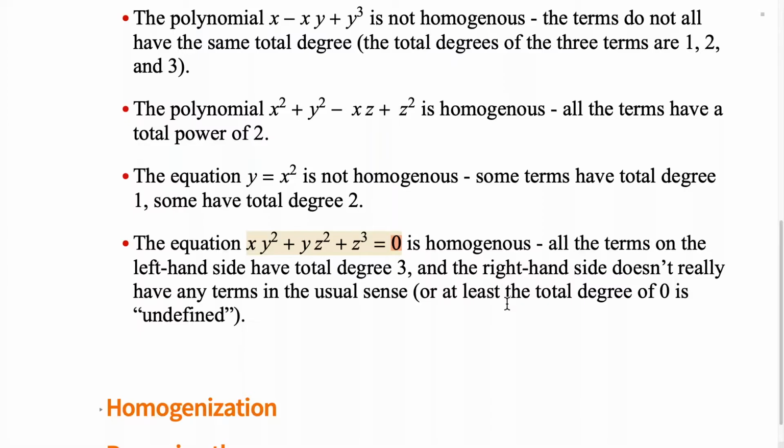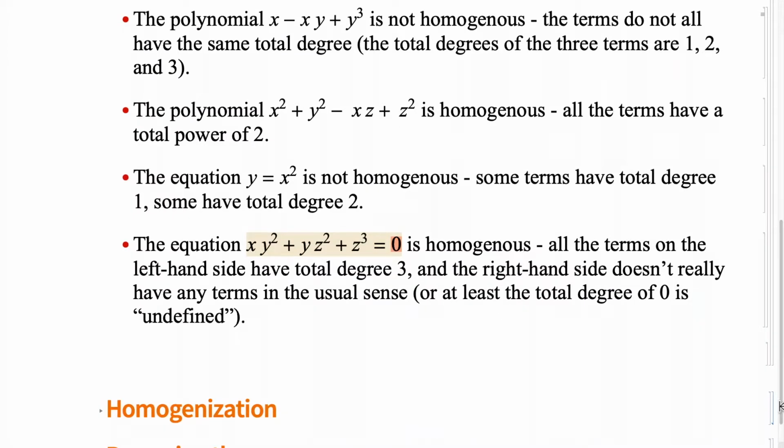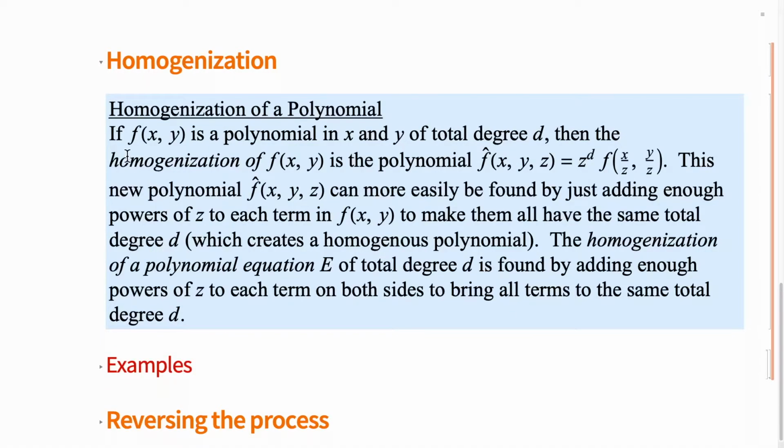Now, most of the equations that we do want to work with are not going to be homogeneous when you take them from the regular plane, so we need to introduce a process called homogenization. Now, if f of x, y is a polynomial in x and y, and that polynomial has total degree d, then the homogenization of that polynomial is given by a technical formula. It's not uncommon to use f hat or f bar to represent the homogenization, but it is a polynomial in 3 variables x, y, and z, and the formal definition is z to that total degree d times f of the fraction x over z and y over z.